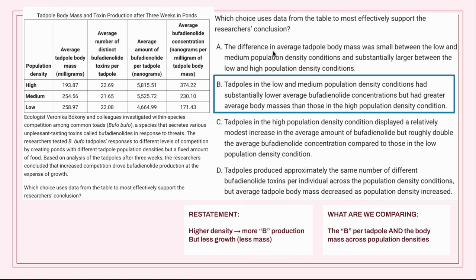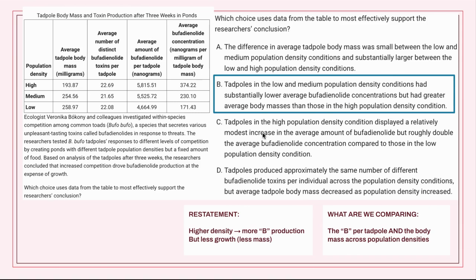So A, the difference in average tadpole body mass was small between the low and medium population density conditions and substantially larger between the low and high population density conditions. This is not saying which is higher, it's just talking about the difference in the mass. It's not even addressing the toxin production part, so this is just wrong. Also, it's not saying if one is higher than the other, if it's a positive or negative difference, so this is really not telling us anything.